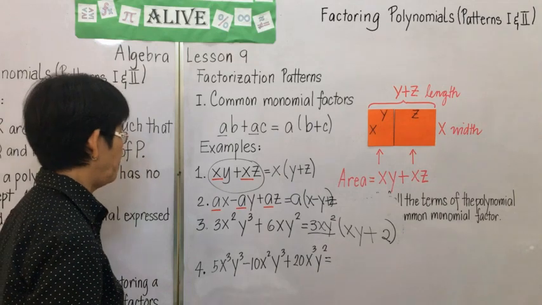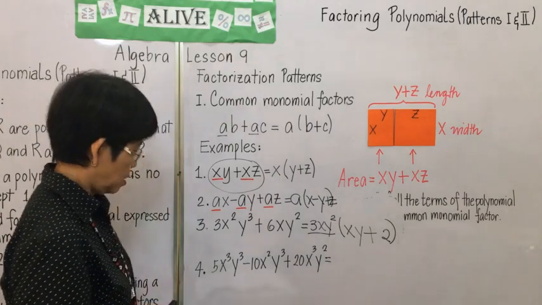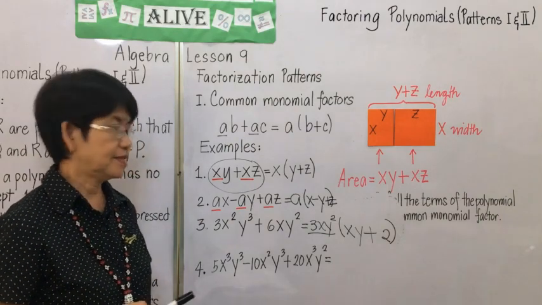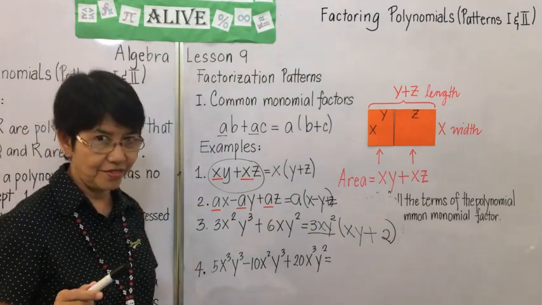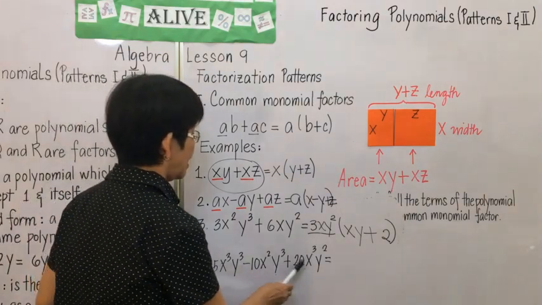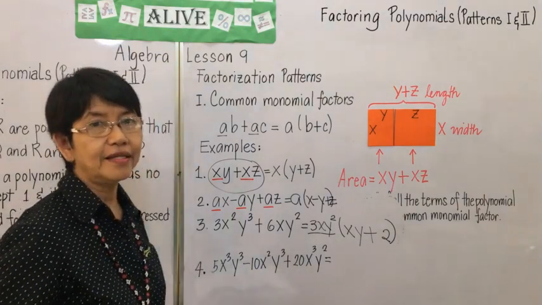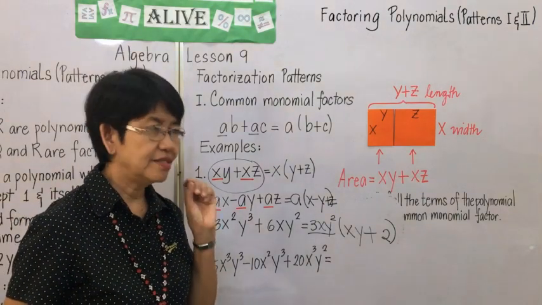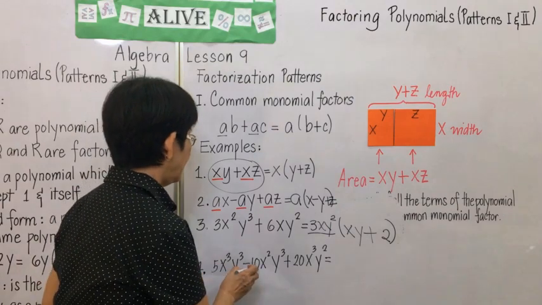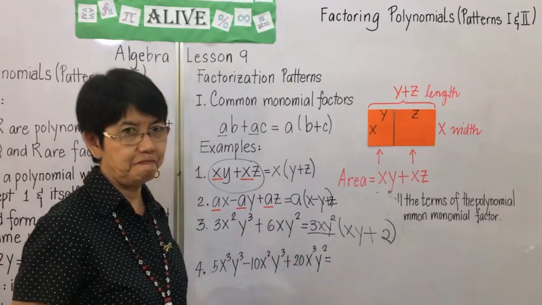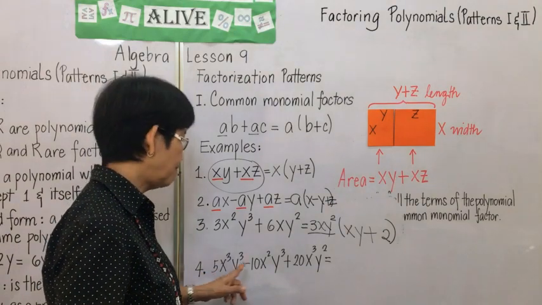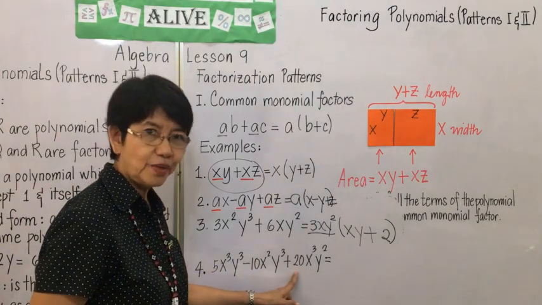Number 4, we have a trinomial, and then you first look at the numerical coefficients of the trinomial. So we have 5, negative 10, and 20. And then think of the greatest common factor of 5, negative 10, and 20. So it is 5 because 5 can divide itself, 10, and 20.